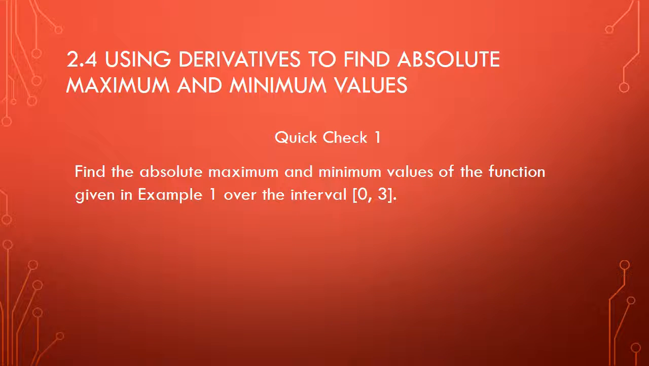Now try to find the absolute maximum and minimum values for that function we just did. So you already have the derivative taken and everything, and we already have the critical values. This time you're going to use 0 and 3 for your endpoints. So pause the recording, give this a try, and resume to check your answer.